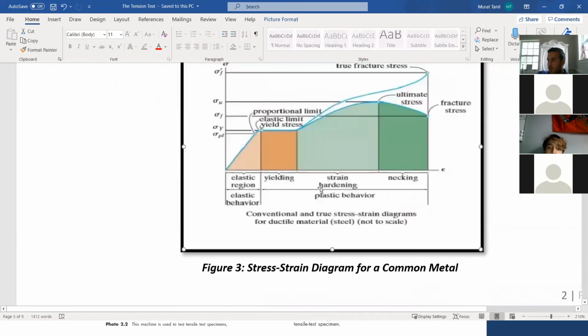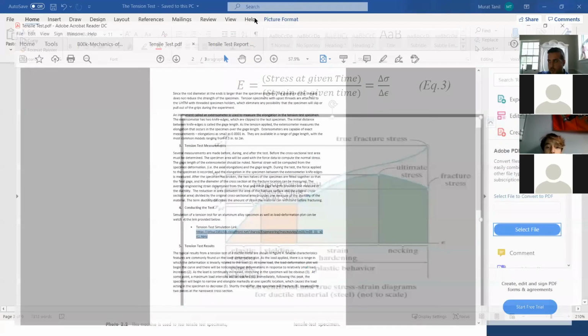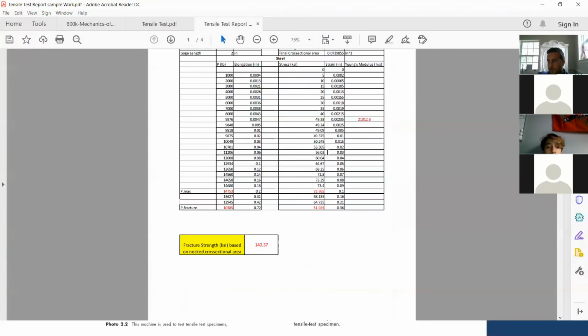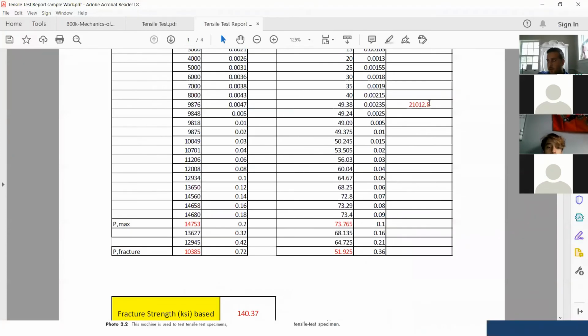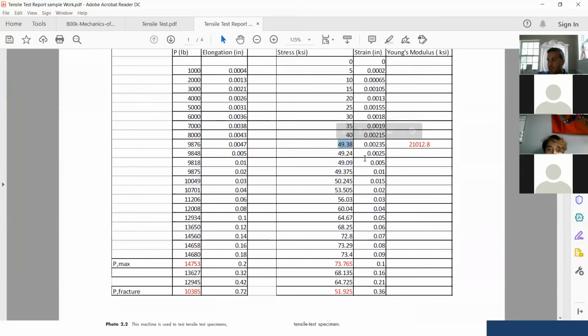And one thing to mention, you can only calculate this modulus of elasticity in the elastic region. This is the reason, if you go back to the sample calculation right here, the modulus of elasticity, Young's modulus, it is only calculated on the elastic region right here, 49.38. It is still up to 49.1. It is considered elastic region.